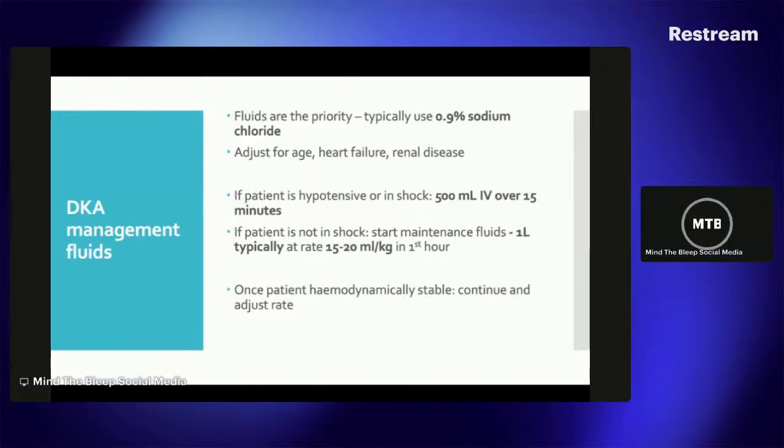And then once the patient is hemodynamically stable, we'll continue the fluid replacement with 0.9% sodium chloride, and we'll adjust the rate of the fluid flow based on the patient's clinical status. And that, as always, includes the blood pressure, heart rate, urine output, as well as the other lab results of sodium, potassium, and glucose levels.